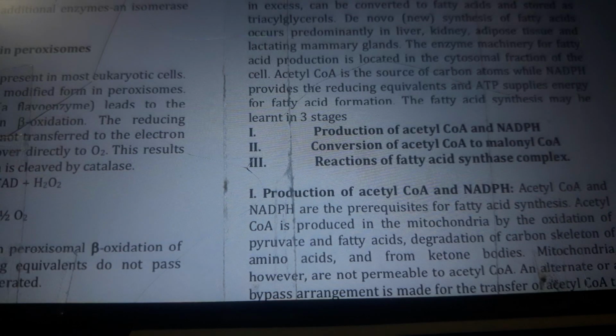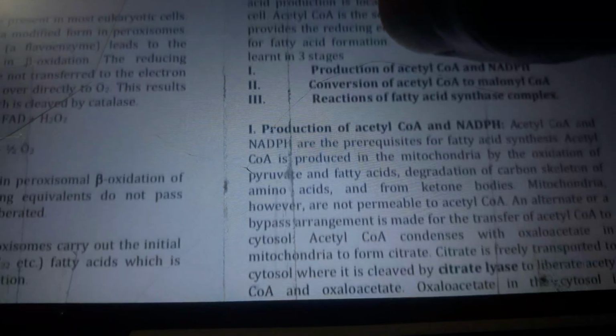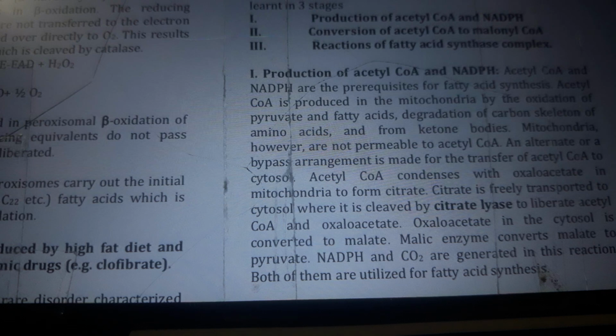Biosynthesis of fatty acids. The dietary carbohydrates and amino acids, when consumed in excess, can be converted to fatty acid and stored as triacylglycerols. De novo, new synthesis of fatty acid occurs predominantly in liver, kidney, adipose tissue, and lactating mammary glands. The enzyme machinery for fatty acid production is located in the cytosolic fraction of the cell. Acetyl-CoA is the source of carbon atoms, while NADPH provides the reducing equivalents and ATP supplies energy for fatty acid formation.